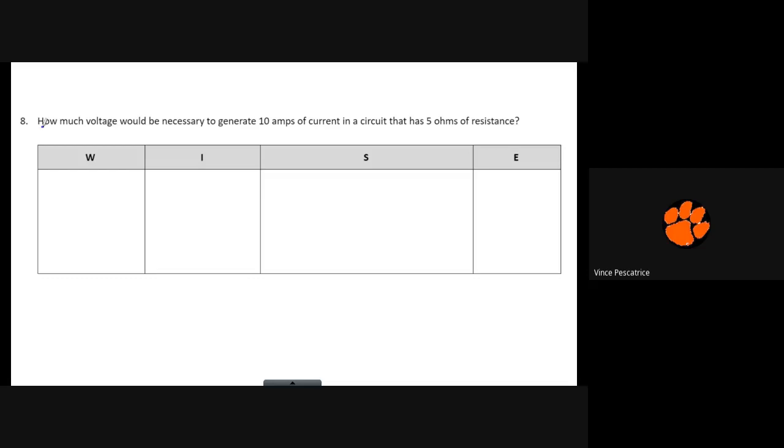So it says right at the top, how much voltage? Very simple, straightforward. Voltage is needed to generate 10 amps of current in a circuit that has 5 ohms of resistance. So what you're going to do is start with your information. It says 10 amps of current. It tells you straight up you have current right there. So I goes here in the information box, and it's going to be 10 amps. And then down here it says ohms of resistance. So that is R for you, and that tells you it's 5.